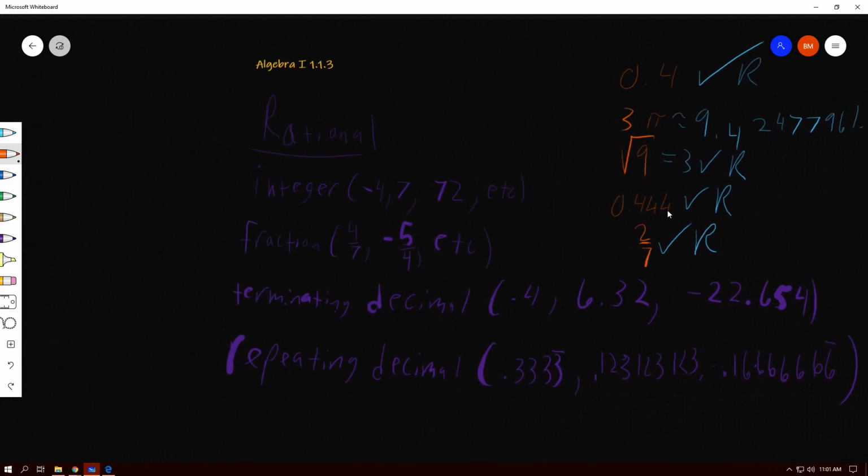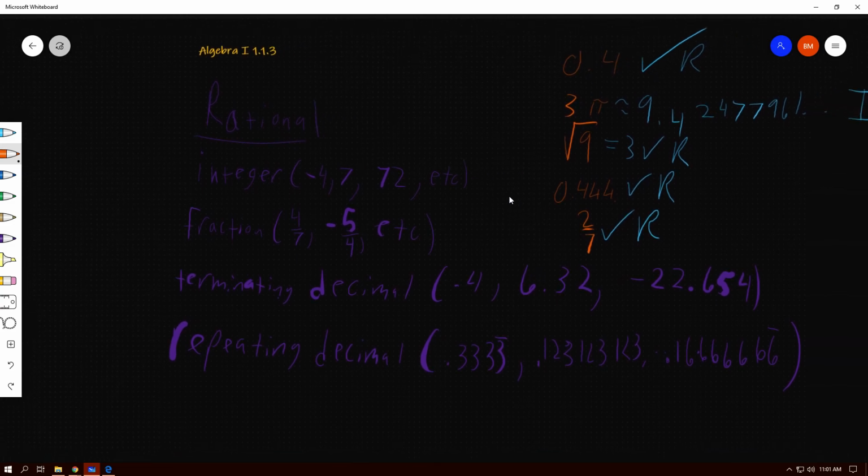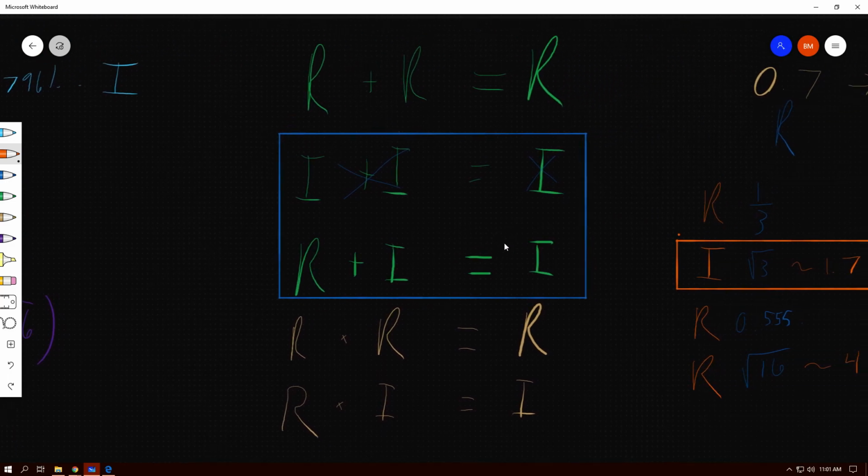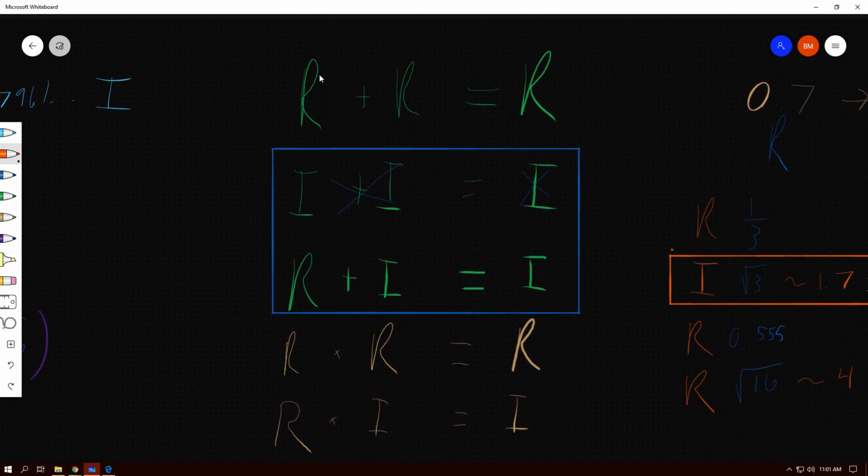So we need to be able to identify if a number is rational or irrational. We just ask, is it an integer, fraction, terminating decimal, repeating decimal? If any one of those is yes, we're good. We got a rational number. If all 4 are no, it's irrational. Then we're going to have these scenarios. We know that 2 rationals equal a rational when we add them. When we add 2 irrationals, it gets irrational. When we add a rational to an irrational, it equals irrational.